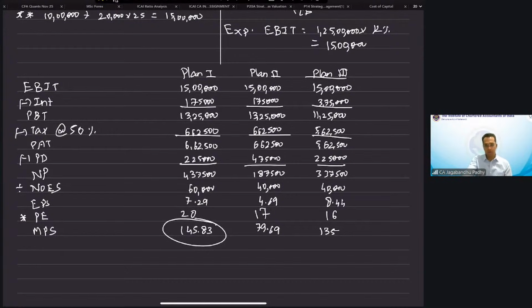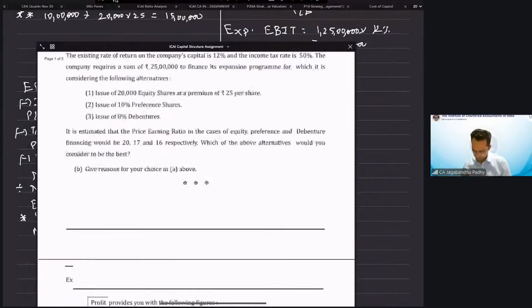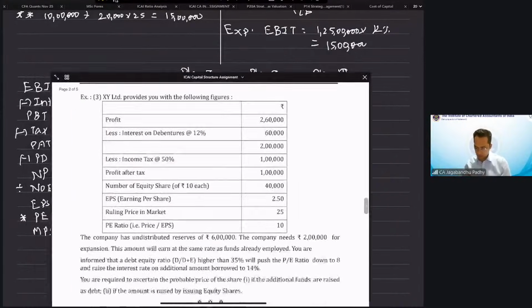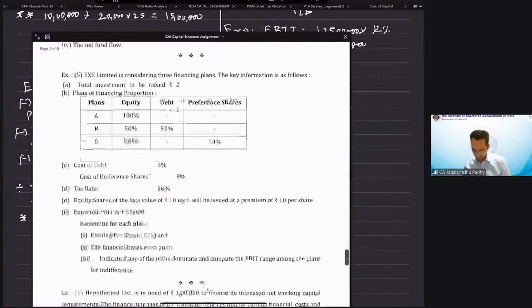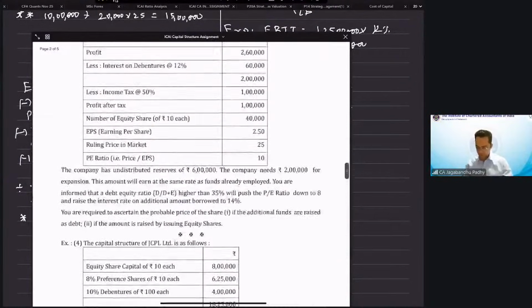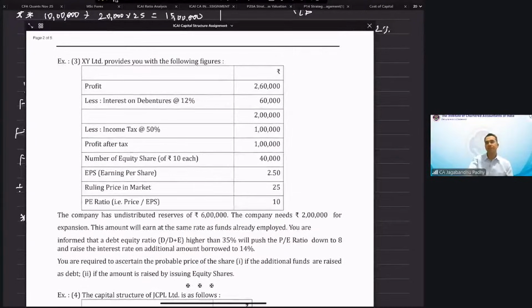So then let's take up another question on similar lines. Let's try out question 3. Would you like to attempt it, guys? Just go ahead.